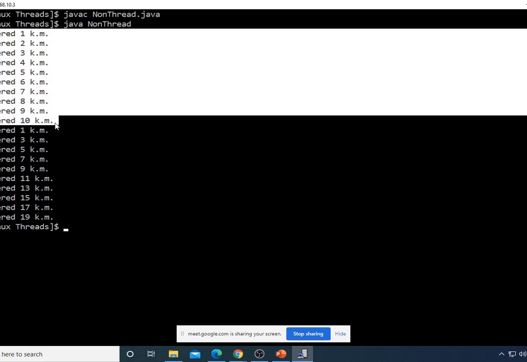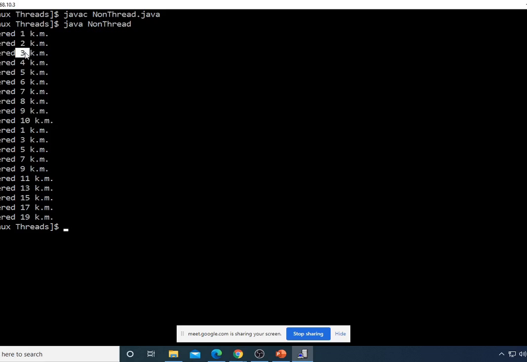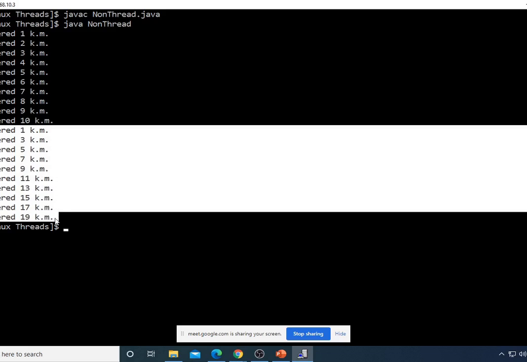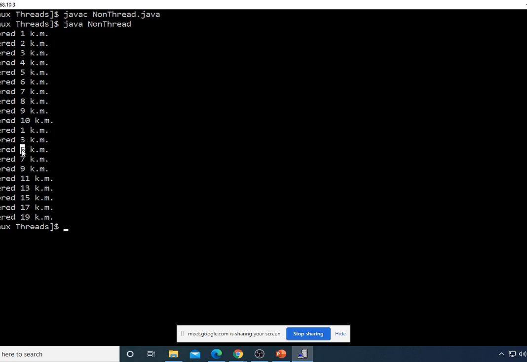This is the output from the train1 object. As I said, it is displaying a message whenever it covers 1 kilometer. And this is the output from the method of the train2 class. So 1, 3. So it displays a message regarding distance covered in increments of 2. So this program does not make use of a multi-threaded approach.